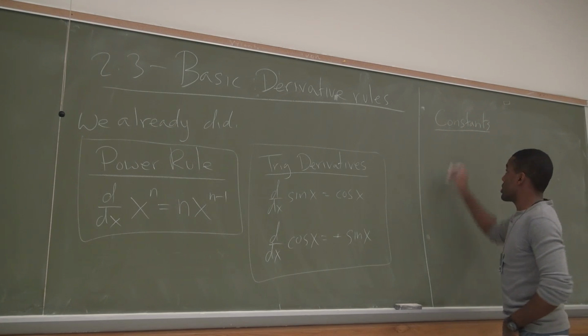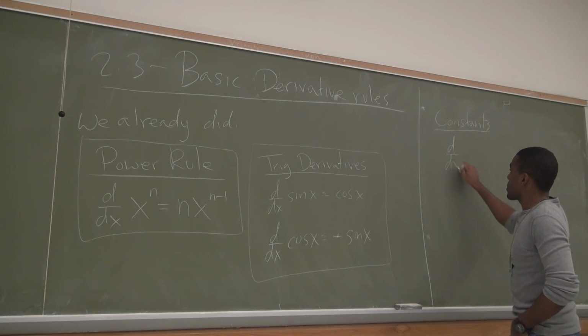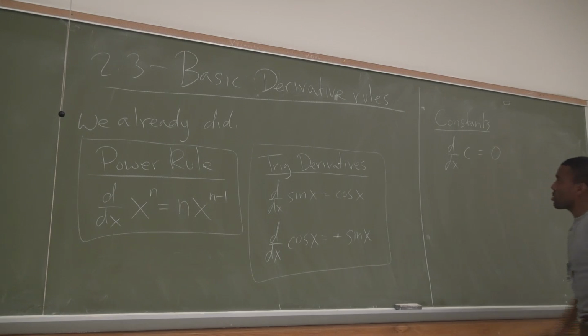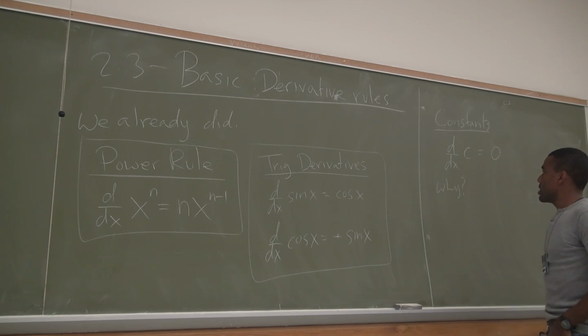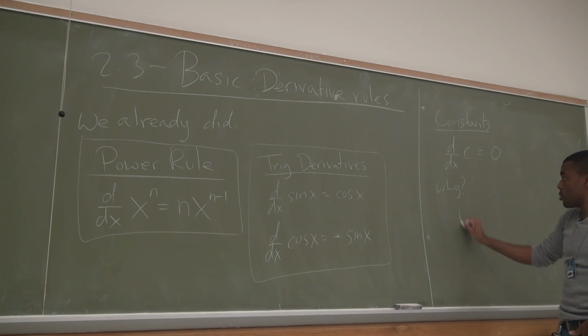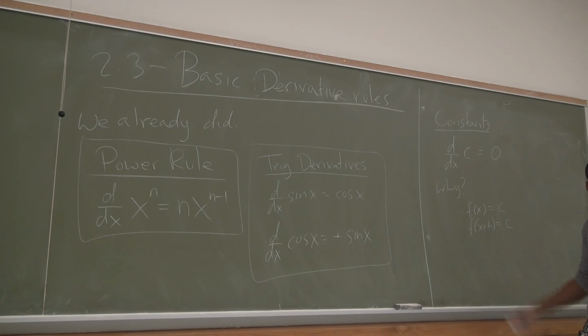How about constants? What's the derivative of a constant? The derivative of a constant equals 0. Why? Well, intuitively, because a constant is just a horizontal line, the tangent line is 0. But you could also, if I take f of x to be a constant, then f of x plus h is also a constant, right?